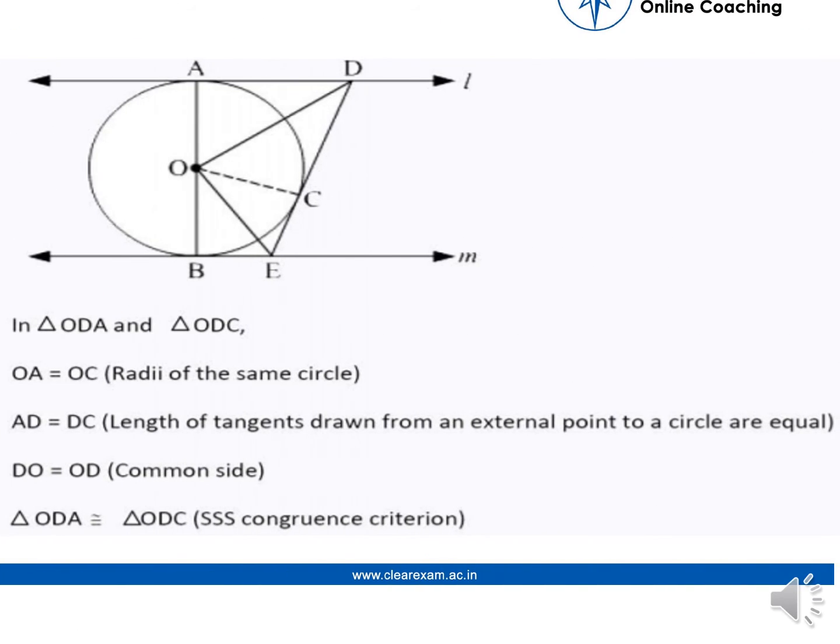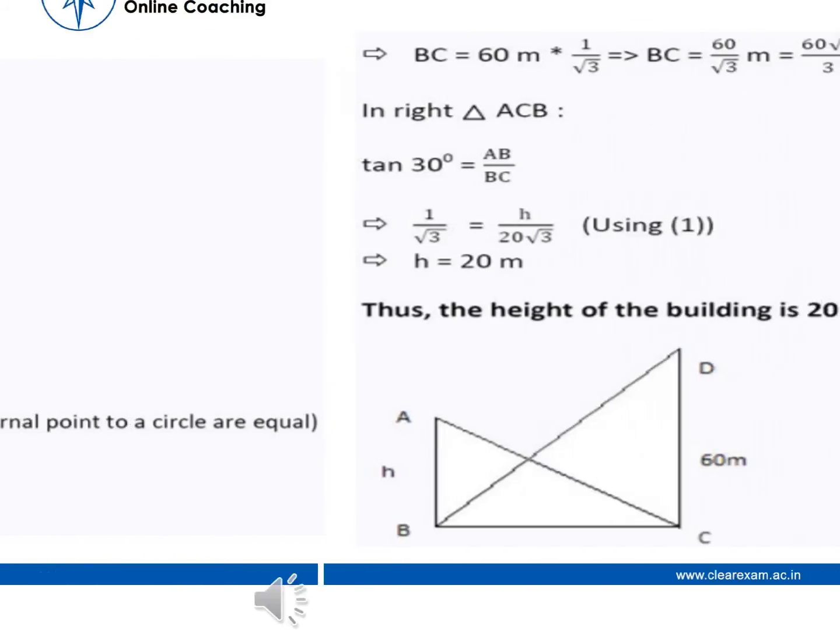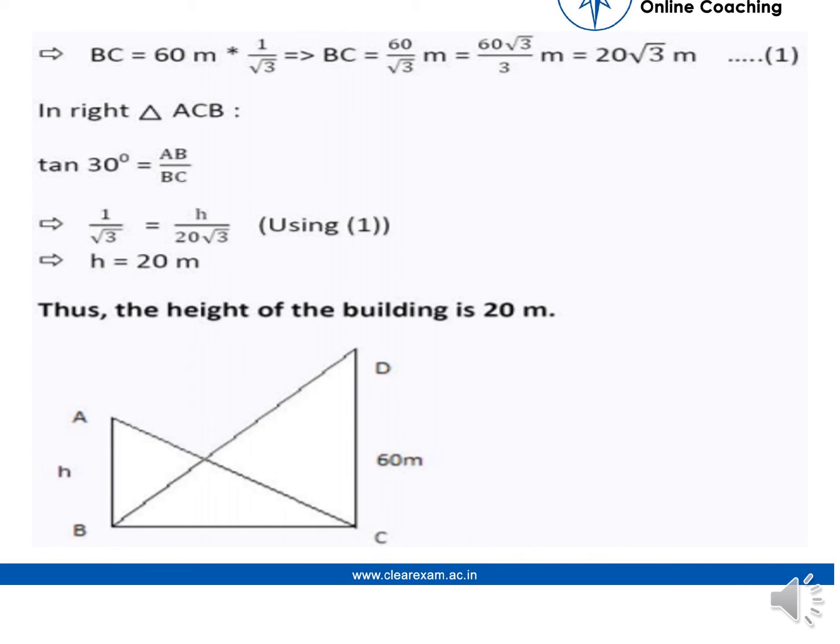So now BC equals 60 meters into 1 by root 3, the value we get from cot 30 degrees. This is a trigonometric function. We can get this simple value from the trigonometric table. We will find the value of BC.